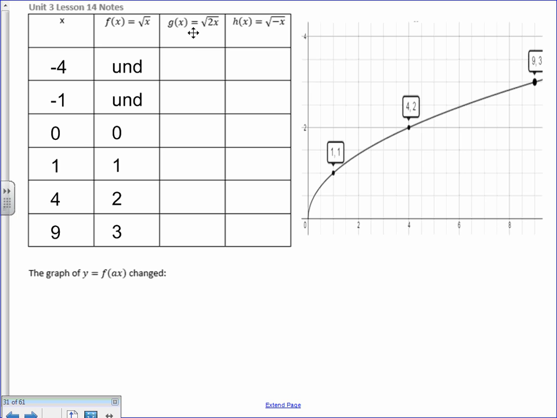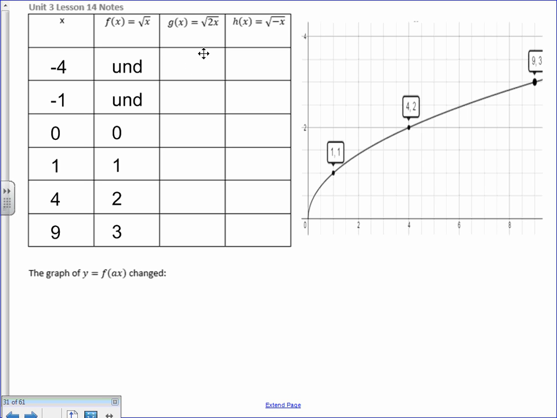Now what we're going to do is we're going to do g of x, and we're going to plot it on the same coordinate plane. So g of x is square root of 2 times x. So how we're going to get that? We're going to plug in the x values. So here we're going to plug in -4 and do square root of 2 times -4, and so on and so forth.